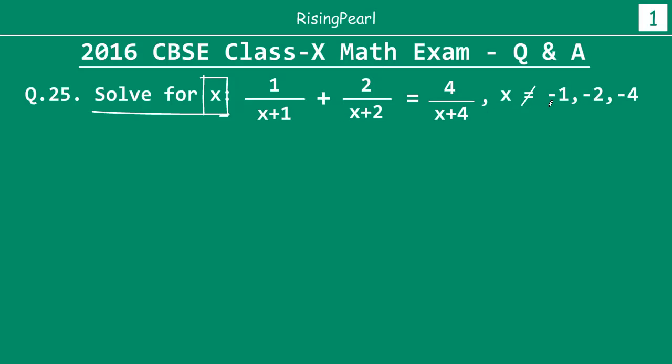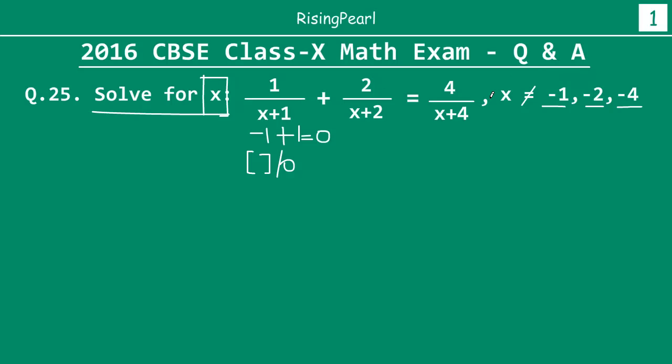Where x is not equal to minus 1, minus 2 and minus 4. We can see that because if we put x equals minus 1, then x plus 1 becomes 0, and we have some number divided by 0, which is undefined, so we cannot have that. Similarly, if we put x equals minus 2, this becomes undefined, so x cannot be minus 2. For the same reason x cannot be minus 4, because if you put x equals minus 4, the denominator becomes 0. So x cannot be minus 1, minus 2 or minus 4.